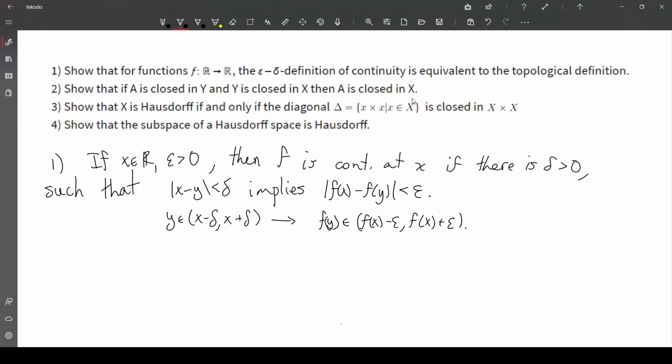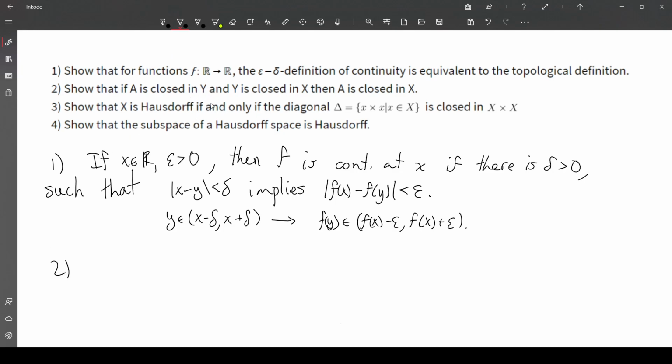And of course, the topological definition is that inverse images of open sets are open, and you actually only have to check that for basis elements. The basis for the topology on R is the open intervals, so you only have to check open intervals, and then that becomes pretty easy. Okay, so that's one. Two has to do with the subspace topology.